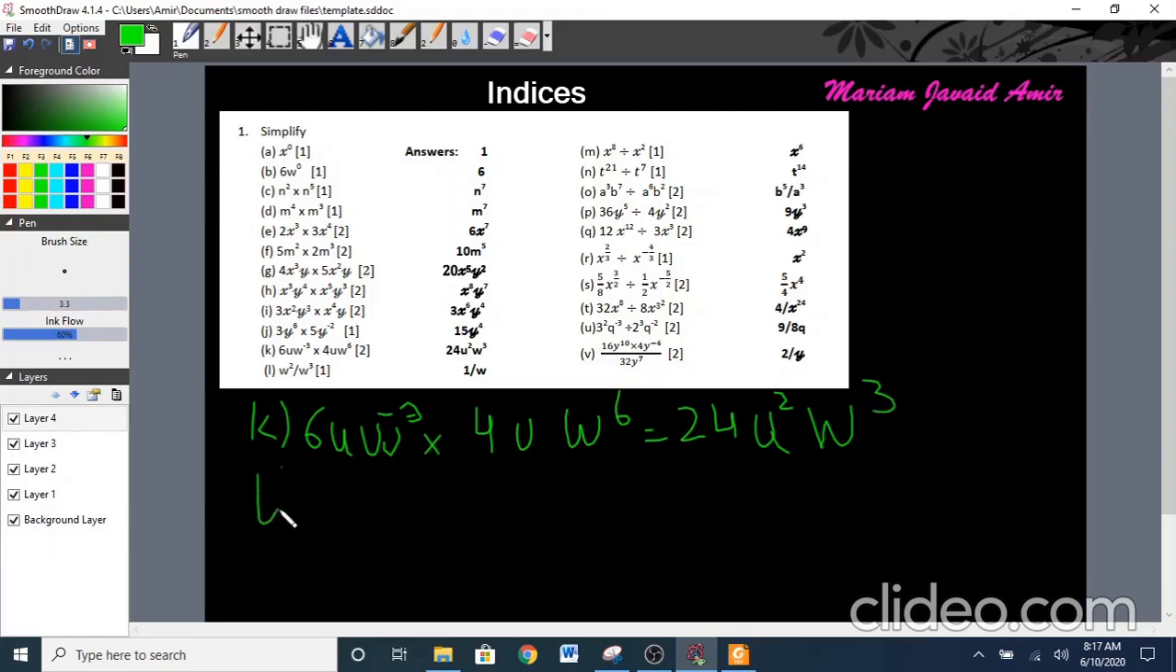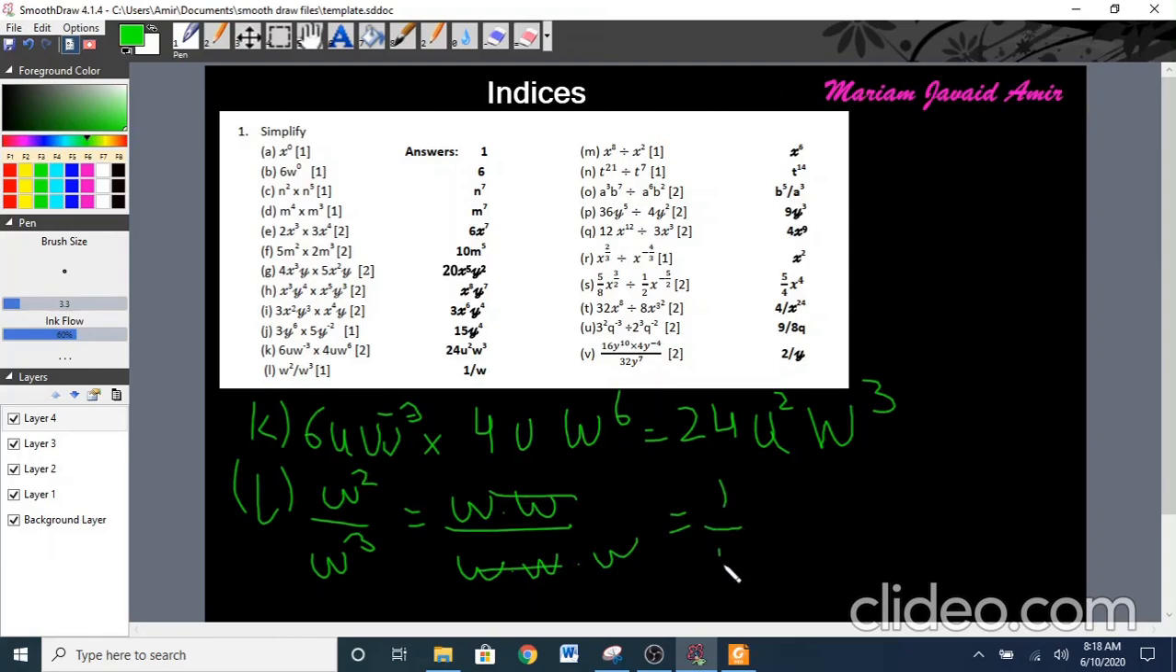For part L, we have w squared over w cubed. Now this is pretty simple. You have 2 w's in the numerator and 3 w's in the denominator. These get cancelled with these and we get 1 over w.